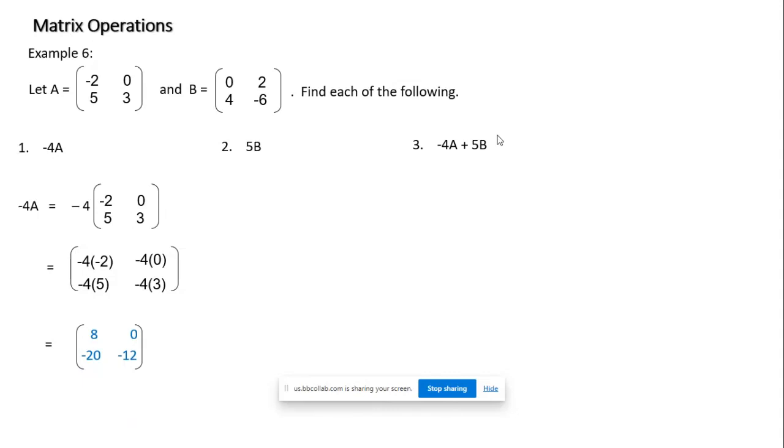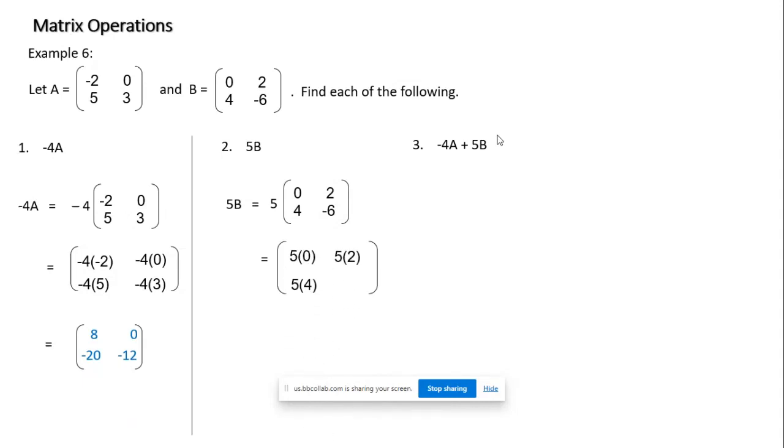So the next thing I want to do is 5B. Again, this is another scalar multiplication of 5 times B. So I'm multiplying 5 to matrix B, which is 0, 2, 4, -6. Let's go ahead and do this. So we have 5 times 0, 5 times 2, 5 times 4, 5 times -6, which is going to result in 0, 10, 20, -30. All right, so I did the second.